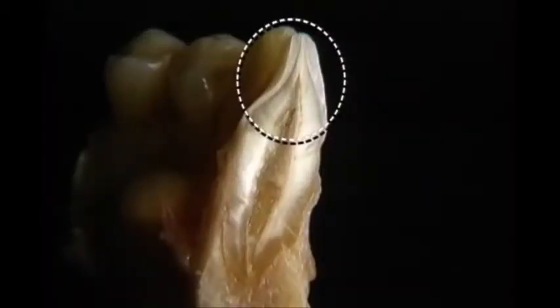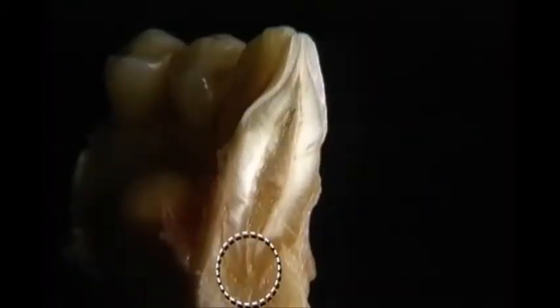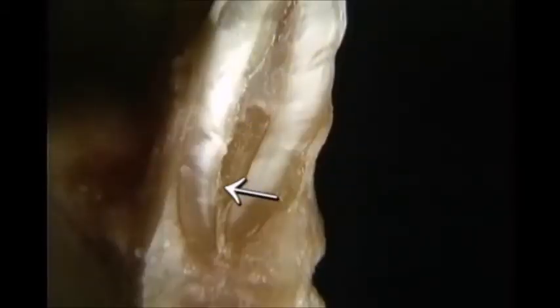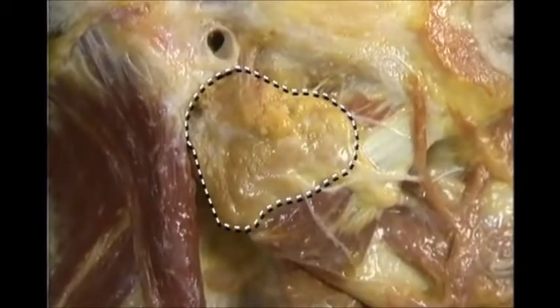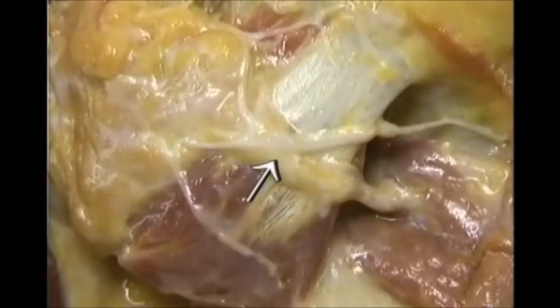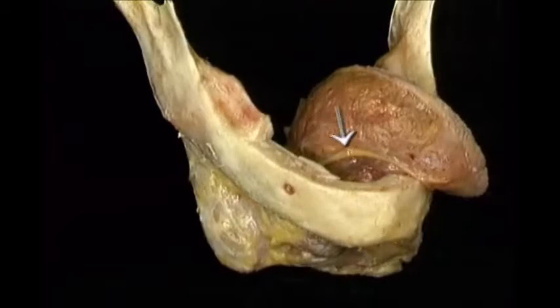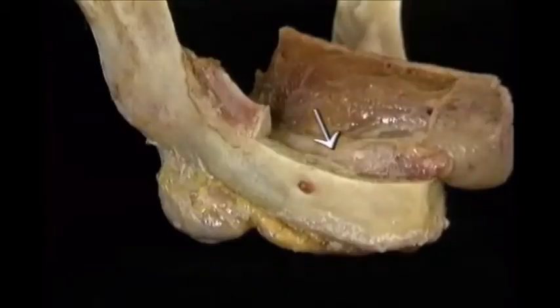Here's the crown of the tooth, the root, and the apex. Here's the neck, here's the pulp cavity, here's the apical canal, and the periodontal membrane. Here's the parotid gland and the parotid duct. Here's the submandibular gland and its duct. Here's the sublingual gland.